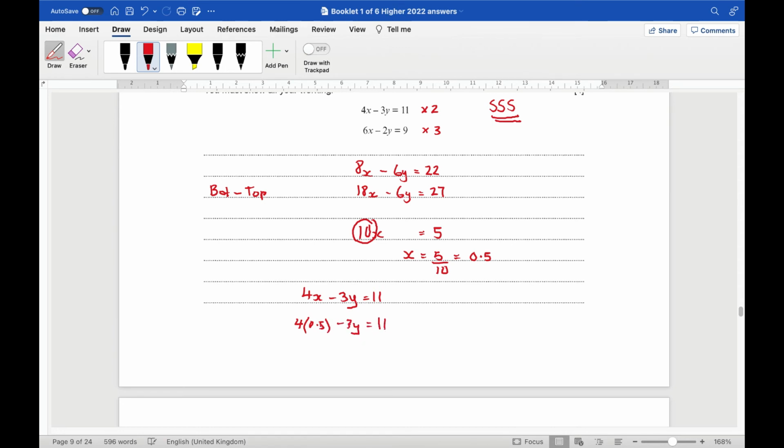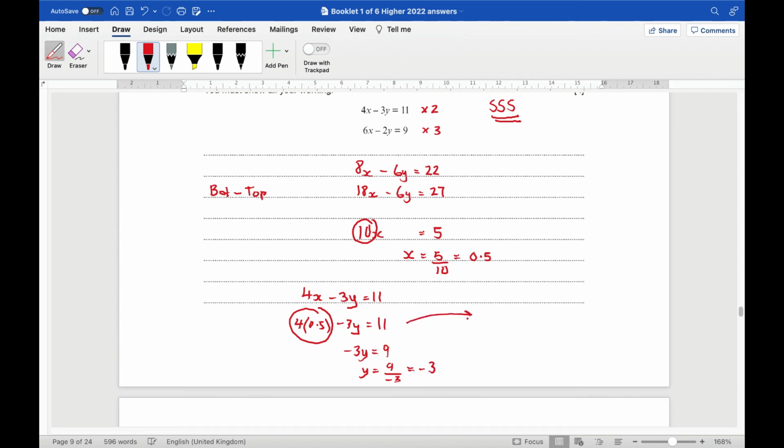4 times 0.5 and your calculator says 2. Now, options. You could move the 2 over that side, but you're leaving yourself with minus 3y. If we did that, it would be 11 take away 2, which is 9. But instead of dividing by 3, we're dividing that 9 by minus 3. So the answer is minus 3.